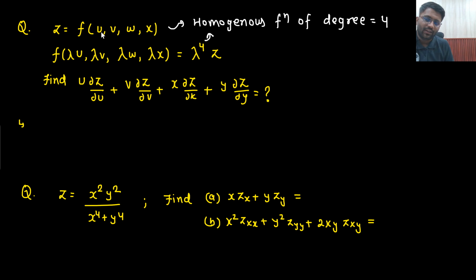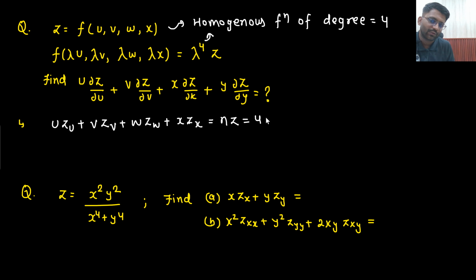What does that mean? If I pick this variable, which is u, and then do the partial differentiation with respect to u, then I pick another variable v, then do the partial differentiation with respect to v, then I pick another variable which is w, then do the partial differentiation with respect to w, then I pick another variable which is x, then do the partial differentiation with respect to x, then what answer will I be getting? The answer I will be getting is n into z, where n is 4. So 4 into z, or you can say 4 into F of u comma v comma w comma x.